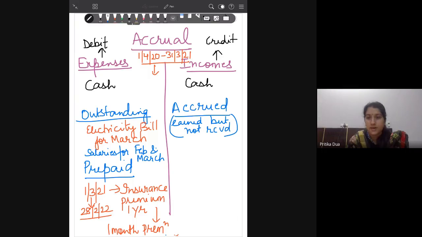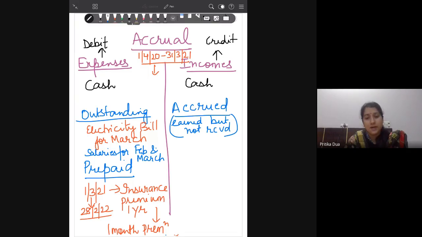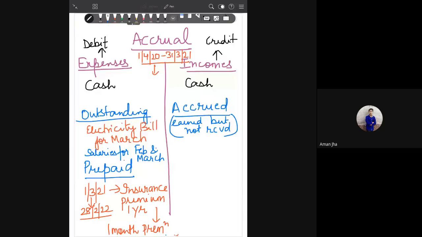9 months extra, 3 months is related to this year, January, February, March. So how do we calculate the price or the debit side of prepaid for the month of January, March, and Feb? If I take a simple example, if you have paid a premium of 12,000 for the whole year, then for 3 months, what is relevant for this year? 3,000 rupees. So we'll simply divide it by 12 and multiply by 3.